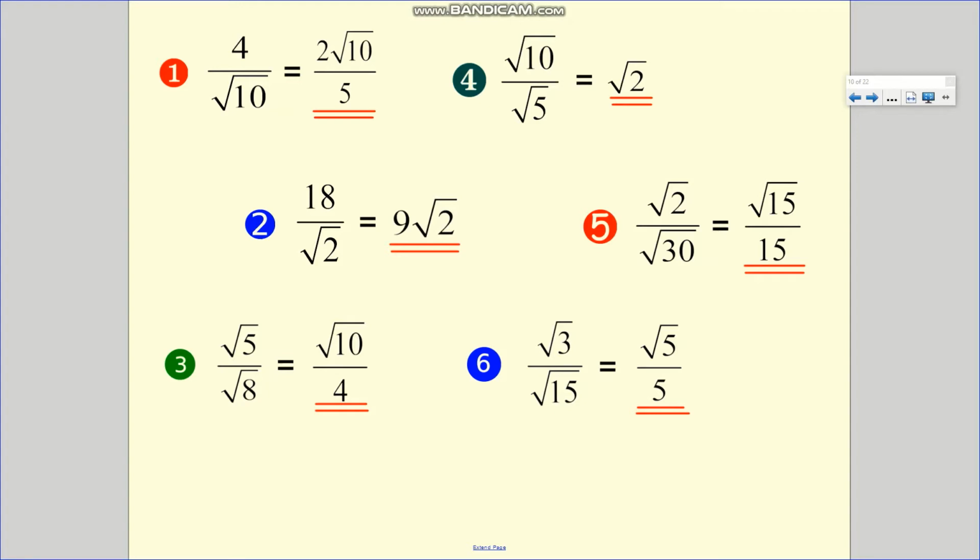Remember that you cannot take the common factor between a surd number and just a whole number denominator. So root 15 over 15 has to stay that way. You can't take out a common factor of 15 there. Same with the last one, root 5 over 5, you can't take out a common factor.